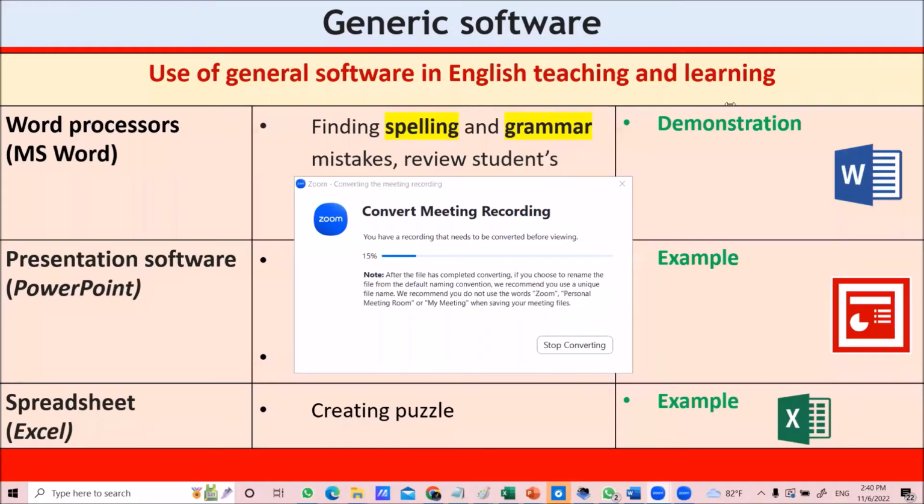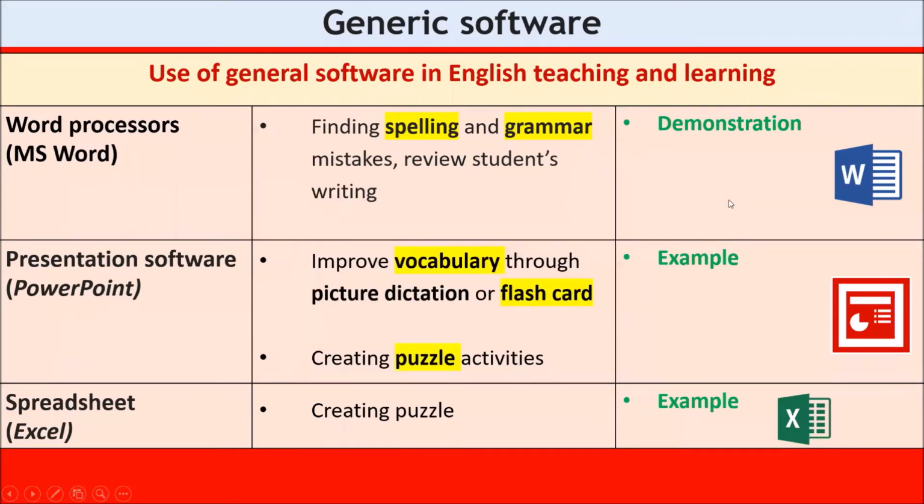Right. And in general software, mainly there are 3 types. These are the most common software. I assume that all of you are familiar with this software. Here we want to get an idea about how to use this software in language learning. If you consider MS Word, you can use it to check spelling or grammar mistakes, and it's also useful to review the students' writing. Right?